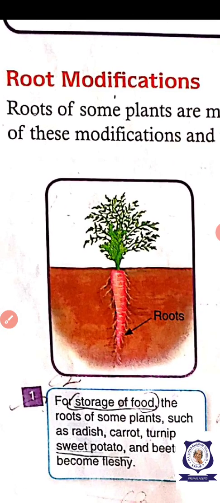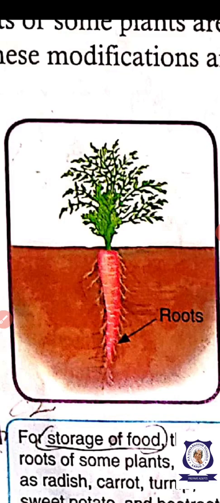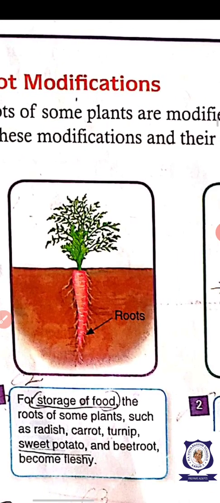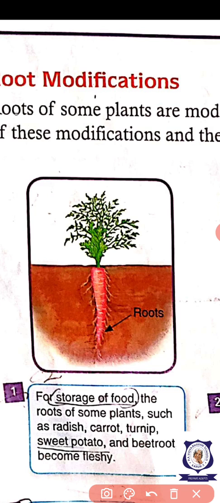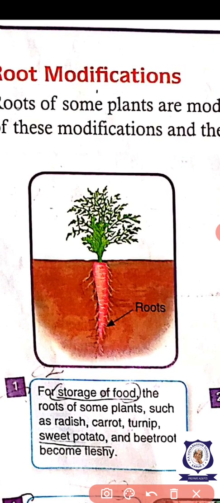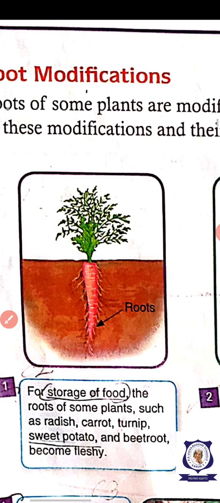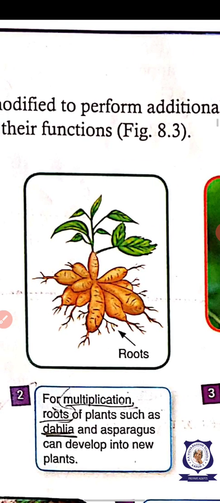Usually the root does the absorption of water and minerals and holds the plant, fixes the plant, isn't it? And apart from that, it also does some other work. What is that work? That is the storage of food. You see storage of food in carrot, beetroot, radish and all. The primary root itself stores the food. This is the taproot system. It stores the food and that itself we take as food. Carrot, we eat fresh carrot, isn't it? It is nutritious and also very delicious.